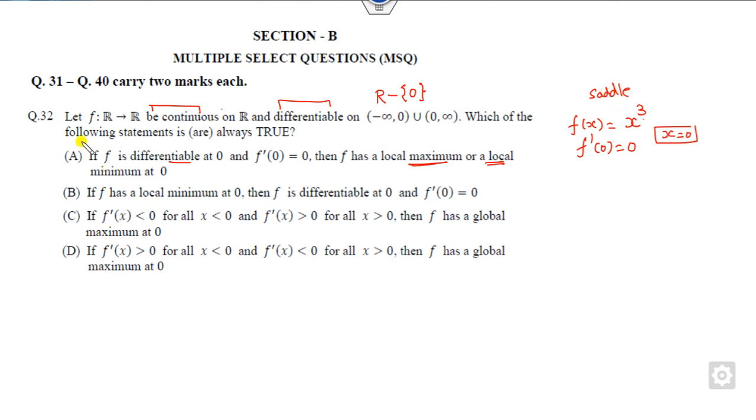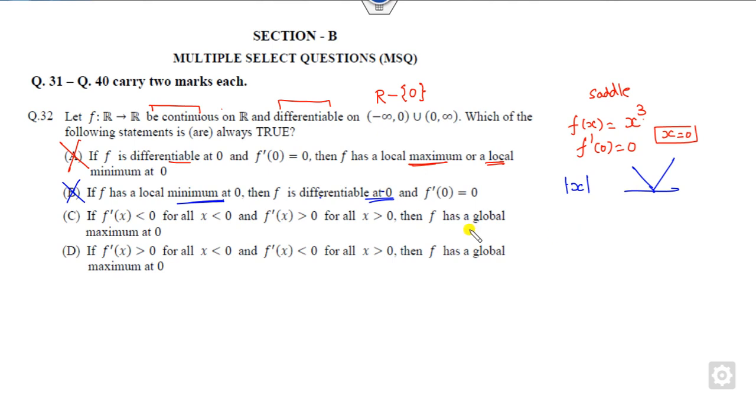So the first option is cancelled out. Look at the second option. If f has a local minimum at 0, then f is differentiable. You have to think of any function which is minimum at 0 but is not differentiable at 0. That's a very common example, mod of x. It has the minimum value at 0 but it is not differentiable at 0. So this option is also cancelled out.